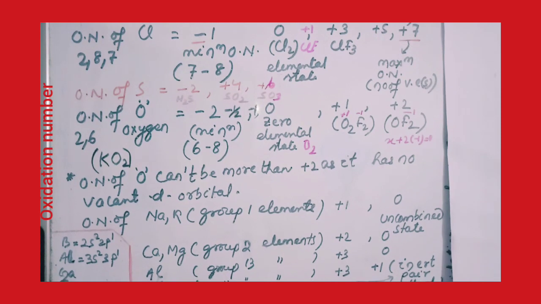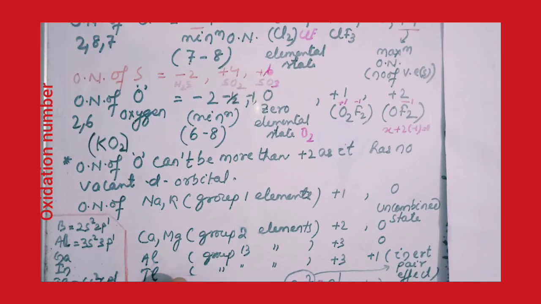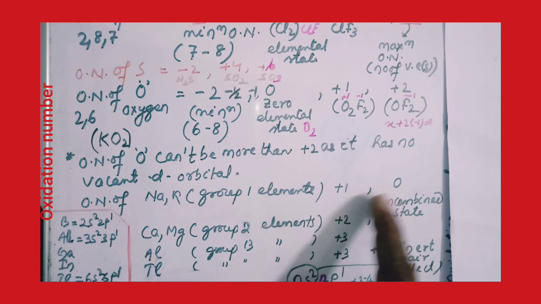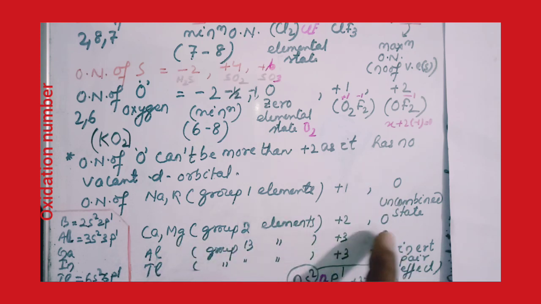In case of calcium or magnesium, the oxidation state is found to be plus 2 in all compounds. And you know, calcium and magnesium are relatively more electropositive than the other element with which they combine. Whereas in case of aluminum, the oxidation state is plus 3, and in uncombined state it is 0, like alkali and group 2 elements.